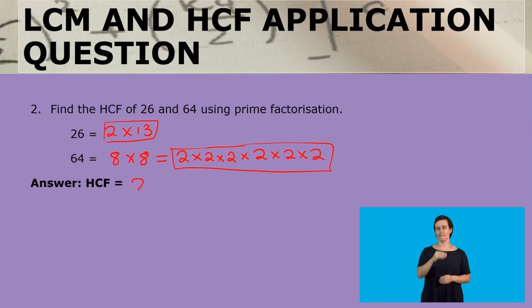So I am going to write down the 2, and I am going to look for the one with the lowest frequency. I can see here the 2 only appears once, but here the 2 appears 6 times. So that means we are going to just take that one 2, because we are looking for the lowest frequency. So the highest common factor between 26 and 64 is 2, nothing else. Okay? Let's move on to the next one.